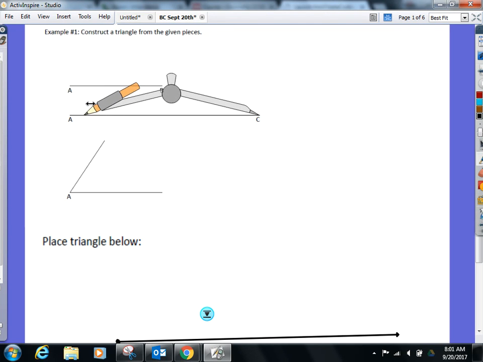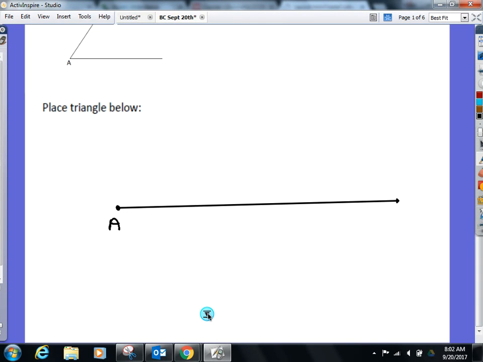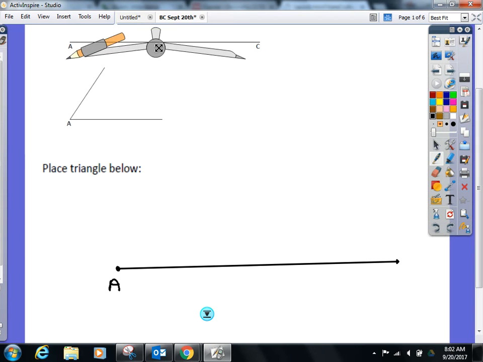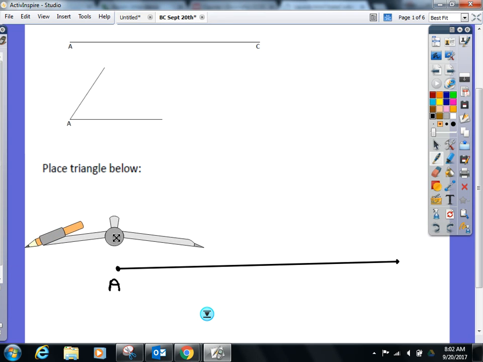Jeez, are you kidding? Look at this. I can't even. Anybody else having this issue with AC? No, just me? Great. Well, I'm going to have a shorter line segment, but that's okay. So come on down. Again, this is all review now.